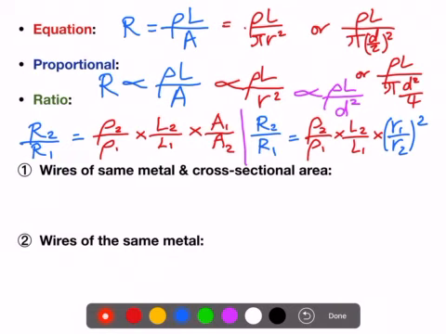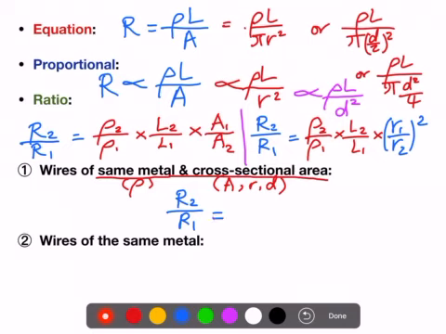Consider an example where we have two wires of the same metal and cross-sectional area. In that case, we'll ignore the resistivity of the metal as well as the area or radius or diameter. These are the same for both wires. Therefore, the ratio of the resistance of the second wire to that of the first wire only depends on the ratio of the length of wire 2 over length of wire 1.